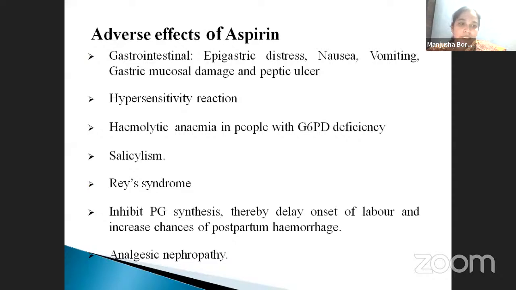One more important concept is Reye's syndrome, which is mostly asked in viva and MCQs. If aspirin is given to children with viral fever, it causes Reye's syndrome, which is characterized by hepatic damage and encephalopathy. Inhibition of PG synthesis delays the onset of labor and increases the chances of postpartum hemorrhage. Long-term administration also causes reversible kidney damage and may cause analgesic nephropathy syndrome.